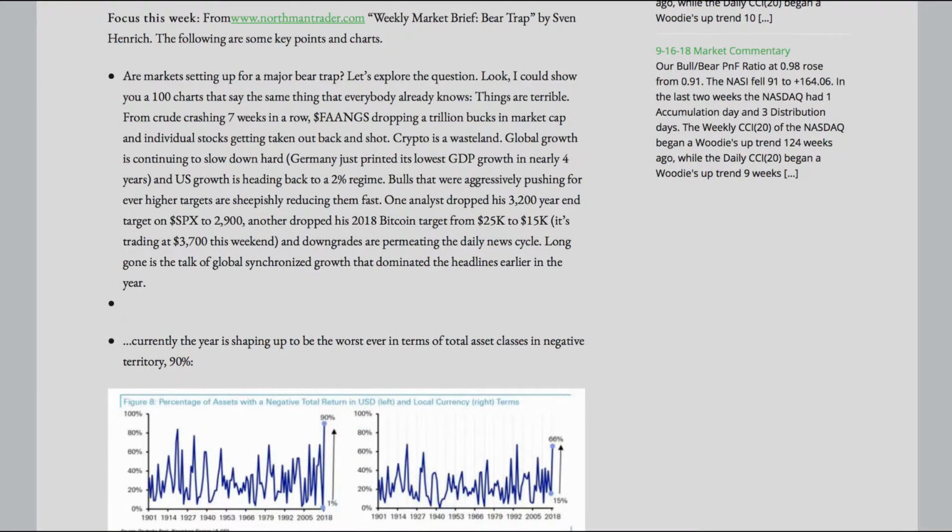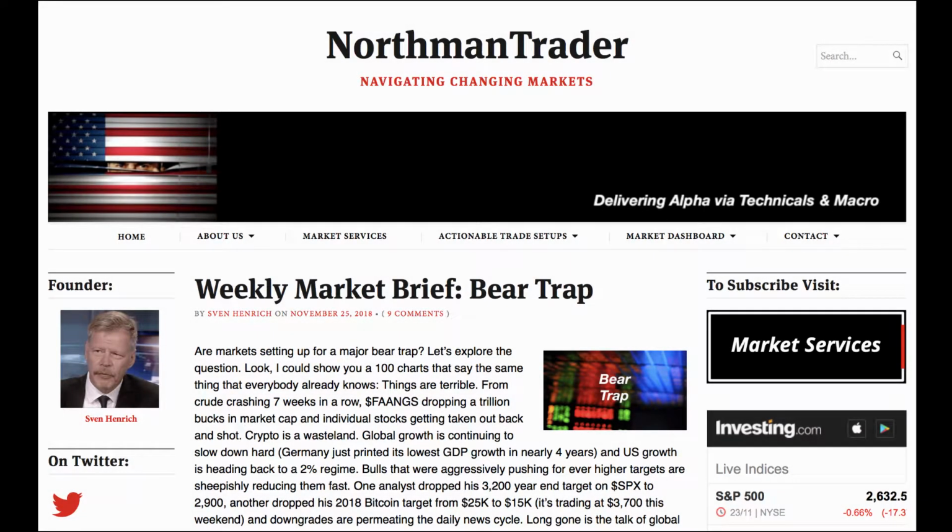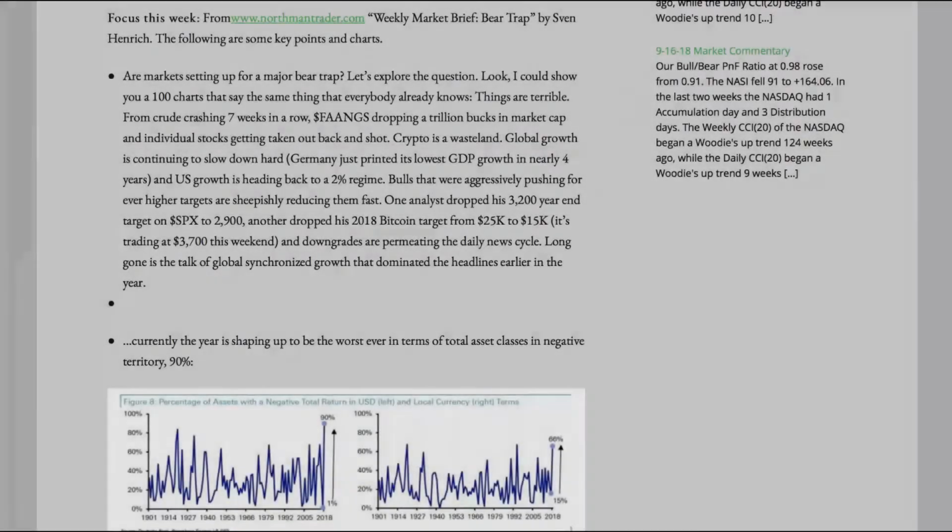Focus this week from www.northmantrader.com. Weekly Market Brief. Bear Trap by Sven Henrik. The following are some key points and charts. Are markets setting up for a major bear trap?